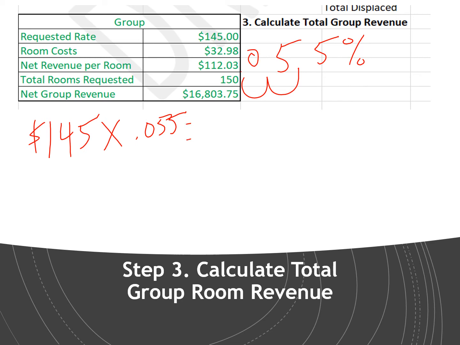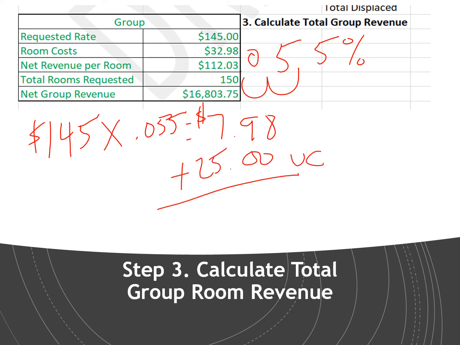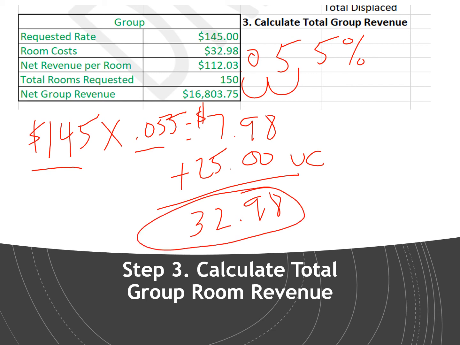Okay, and that's going to give us a total of $7.98. Now we add that to our $25 variable cost and we get $32.98. So that's how we get that number. We take our rate that's requested, multiply it by the percentage fees, and then add it to our variable costs to get our total cost. Then once we have our total cost, we can then just simply subtract that from our requested rate.